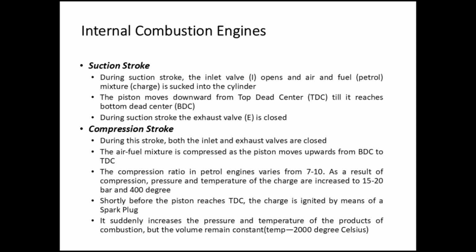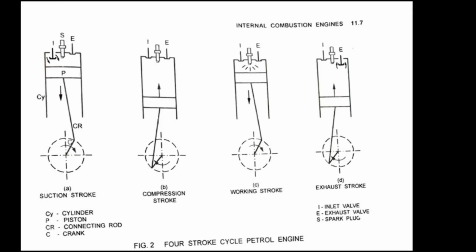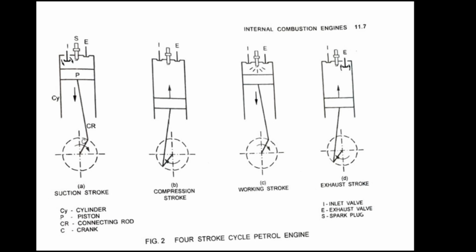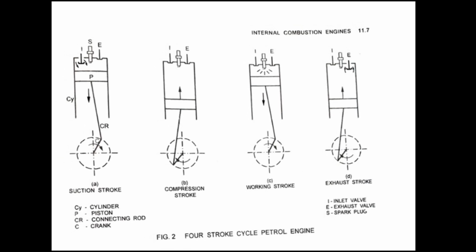The compression ratio in petrol engines varies from 7 to 10. As a result of compression, the pressure and temperature of the charge are increased to 15 to 20 bar and 400 degrees. Shortly before the piston reaches TDC, the charge is ignited by means of a spark plug. It suddenly increases the pressure and temperature of the products of combustion, with the volume remaining constant, to a temperature of 2000 degrees Celsius. Four-stroke cycle petrol engine diagrams.